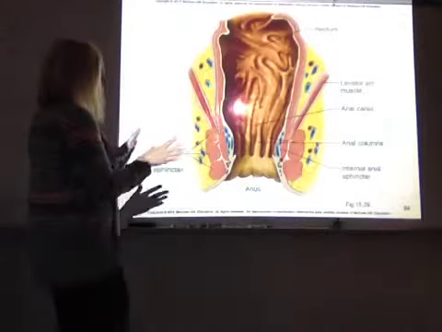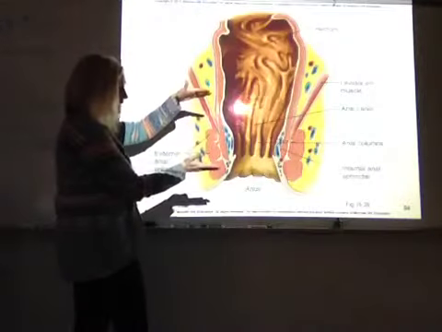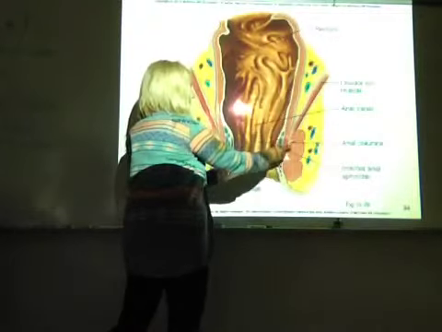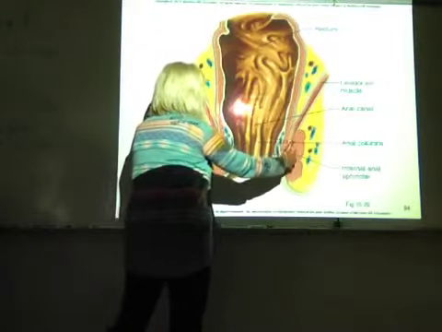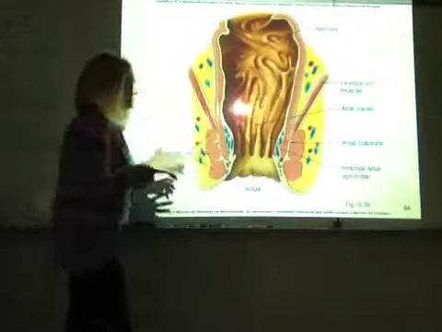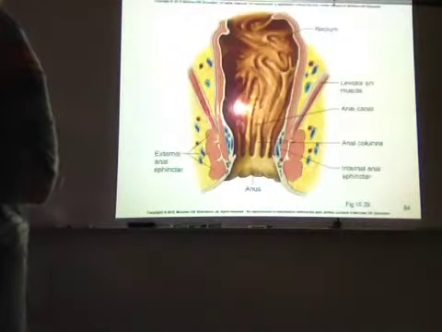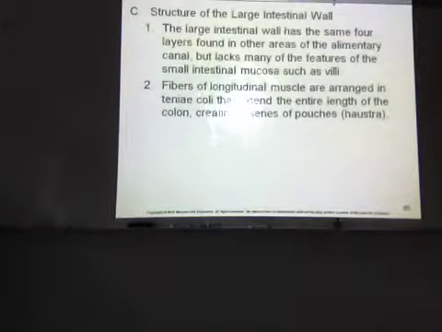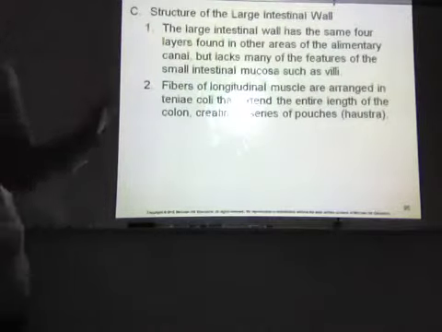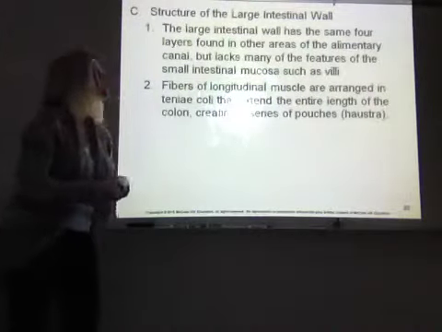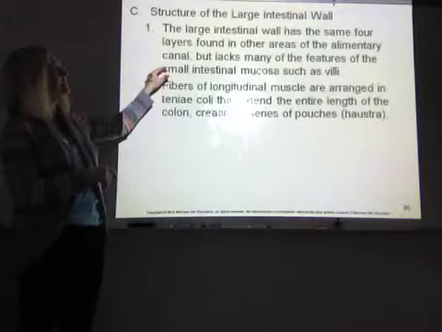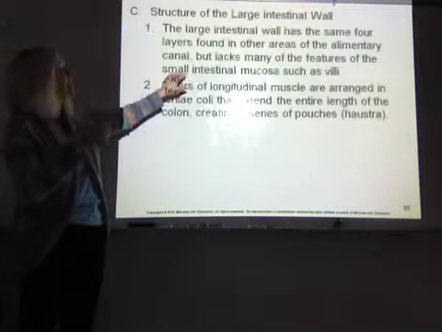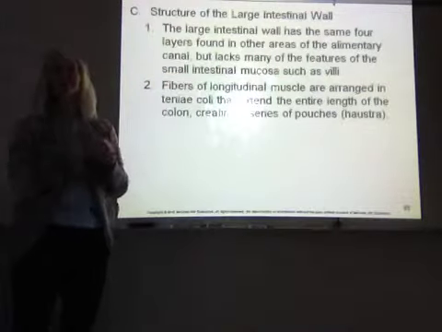So if you look at this, it's not inside outside, it is inside. Here's the internal anal sphincter muscle. Here is the external, so outside sphincter muscle. Large intestinal wall has the same 4 layers as everything else. They have some mucosa, but they're missing the villi.